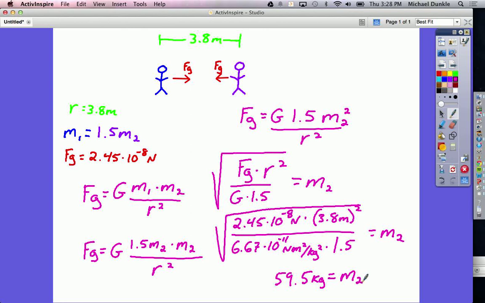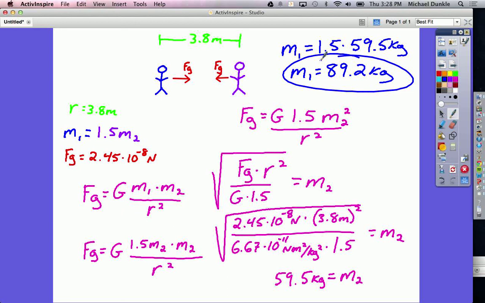for mass 2. And mass 1, therefore, is 1.5 times that. We know that right here. So mass 1 has to be, I'll find some empty space for it, put it up here in top right. Mass 1, therefore, has to be 1.5 times 59.5 kilograms. So mass 1 is 89.2. And those are our answers.